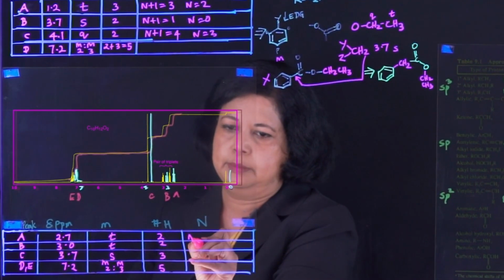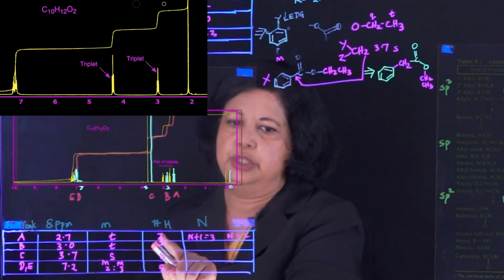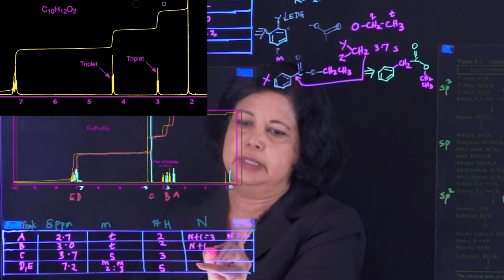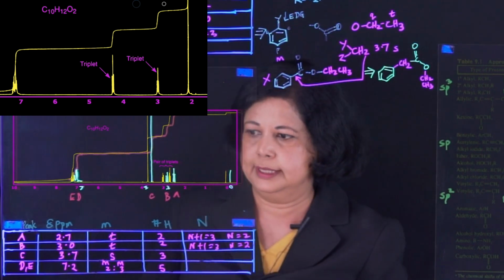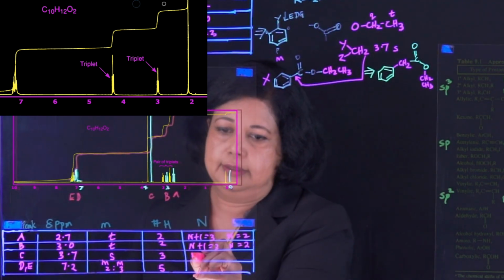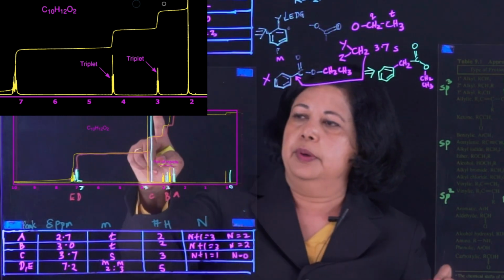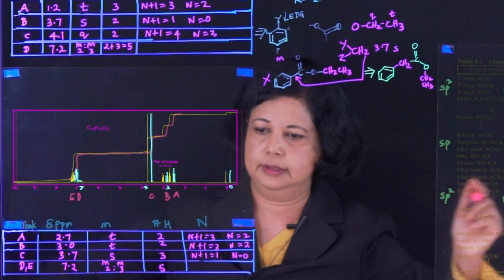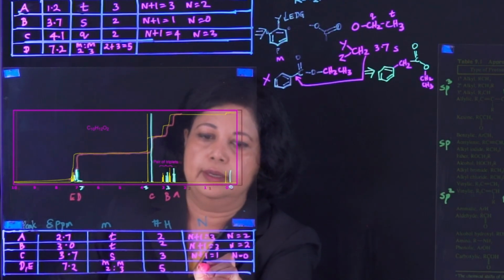So triplet, that means n plus 1 is 3, so n is 2. So these two hydrogens have two neighbors. And it would be the exact same thing for this, because they are like twins, two pairs of triplets. Now on C, you would have a singlet, and so therefore n plus 1 is 1, n is 0. So this proton underneath here doesn't have any neighbors. Okay, they're all by themselves. Pretty happy, I'm sure. And this is a multiplet. Okay, so you have 5 hydrogens here.